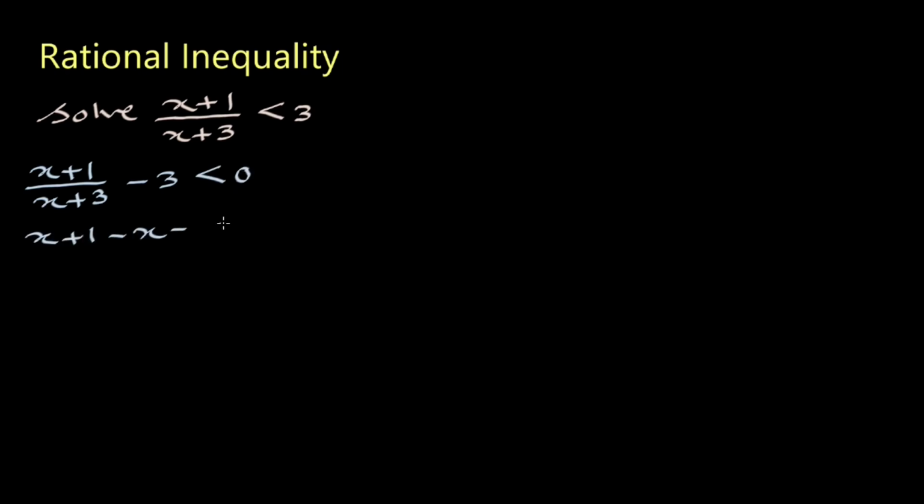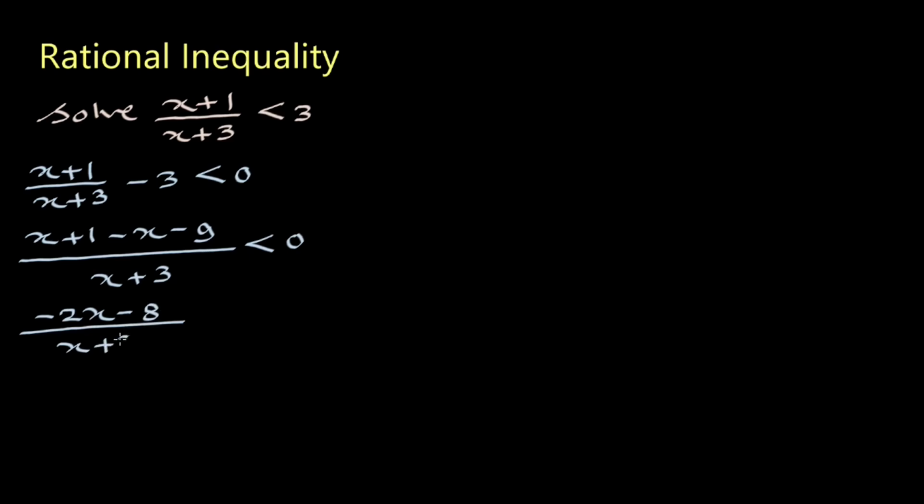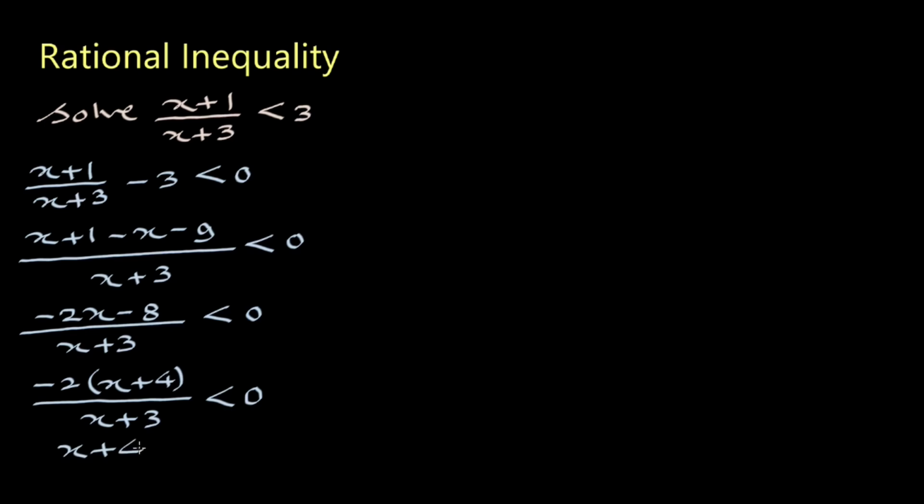Solve (x plus 1) upon (x plus 3) less than 3. (x plus 1) upon (x plus 3) minus 3 less than 0. (x plus 1 minus 3x minus 9) upon (x plus 3) less than 0. (minus 2x minus 8) upon (x plus 3) less than 0. Minus 2 into (x plus 4) upon (x plus 3) less than 0. (x plus 4) upon (x plus 3) greater than 0.